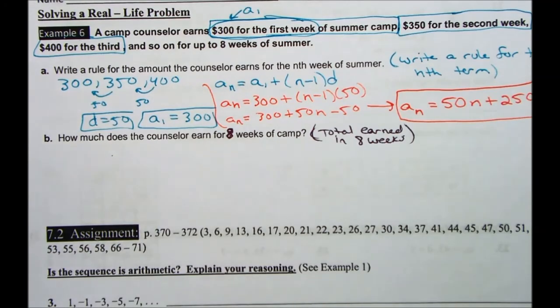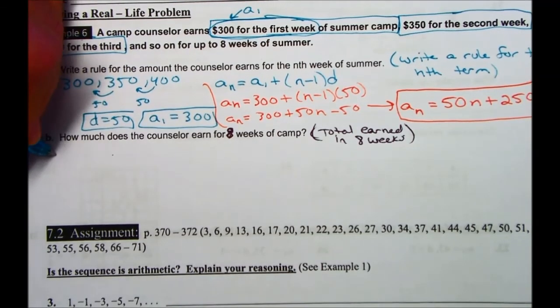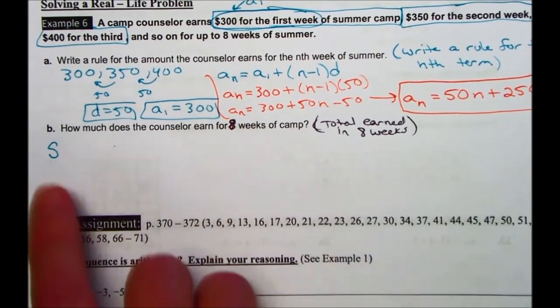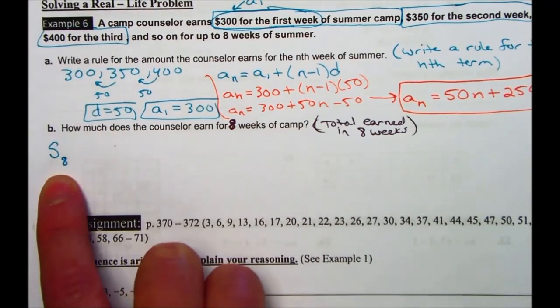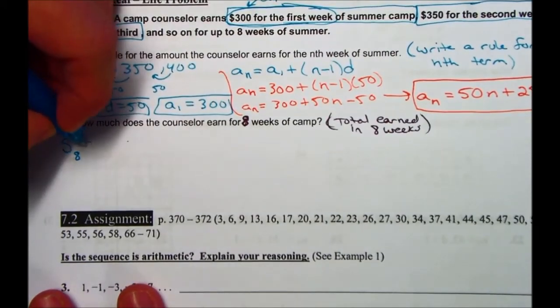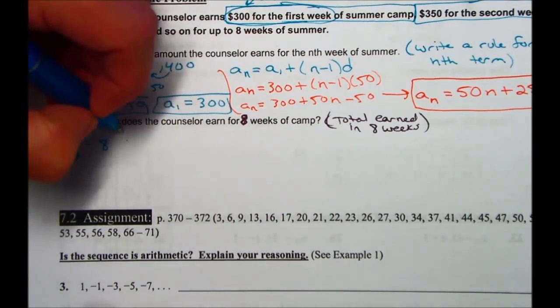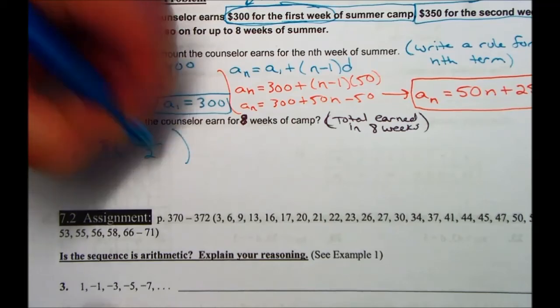So now we're finding the sum. And again, some of you are thinking, I could just take 300 and 350 and 400 and just add them up. But again, that's not the point. The point is to use the formula for the sum of an arithmetic sequence and practice doing those things, because you're not always going to just have 8 weeks. You might have 10 or 12 or 52. Who knows? So the sum of the first 8 terms, or S sub 8, is going to equal the number of terms, 8, times the average of the first and last term.